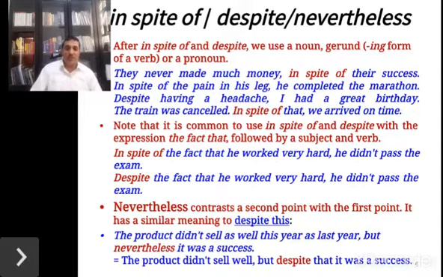Here we have a note or notice that it is common to use in spite of and despite with the expression, the fact that, followed by a subject and verb. Okay, subject and verb. No problem in this case. So in spite of the fact that he worked very hard, he didn't pass the exam. So the impossibility of his hard work. Despite the fact that he worked very hard, he didn't pass the exam. So here, the fact that directly after despite of or in spite of, it is possible and afterwards we can use a complete sentence.